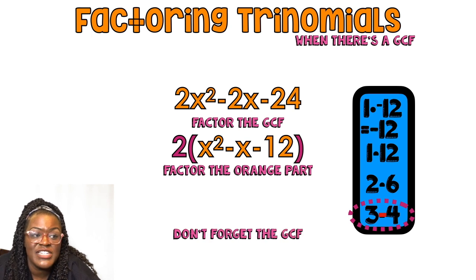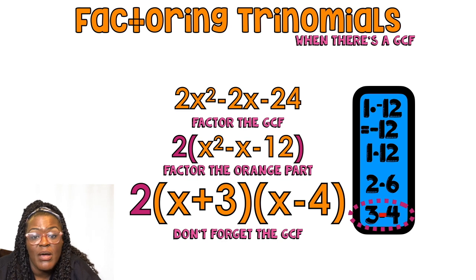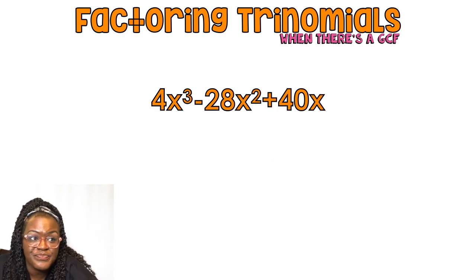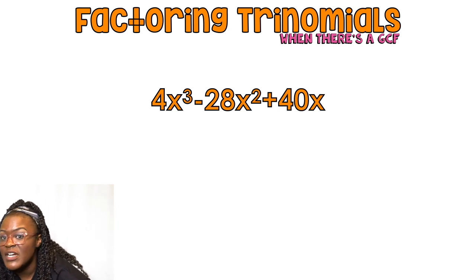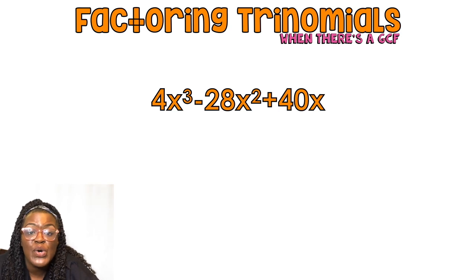Cha-ching. Don't forget your GCF. So your GCF is 2. Make sure you put that in front. And then x plus 3, x minus 4. Bada bing, bada boom, baby. So again, when you're looking at your problems for GCFs, you take out the GCF, factor the inside, bring down the GCF. Sometimes your GCFs are a number. Sometimes they're a letter. Sometimes they are both.